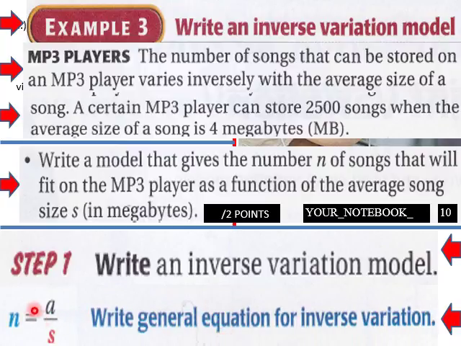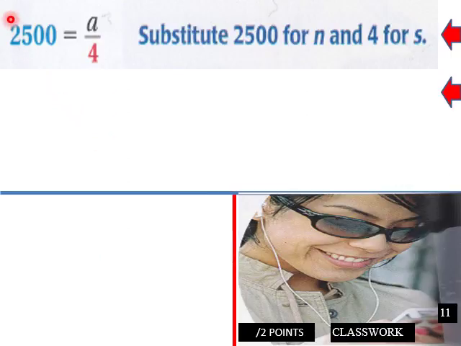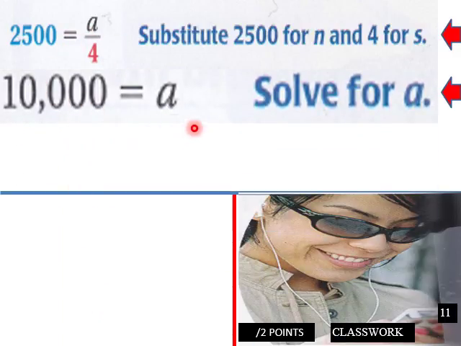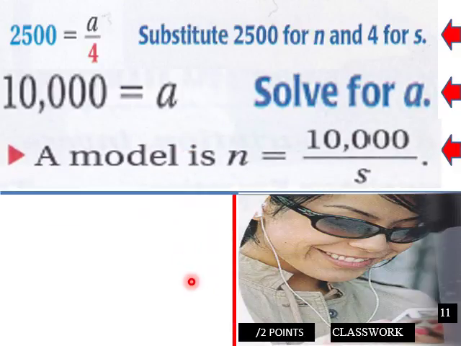So write the general equation for inverse variation, n equals a over s, where n is the number of songs and s is the average song size in megabytes. So 2,500 equals a over 4. Substitute 2,500 for n and 4 for s. We just plug that in here. 10,000 equals a, solve for a. The model is n equals 10,000 over s for songs on the MP3 player.